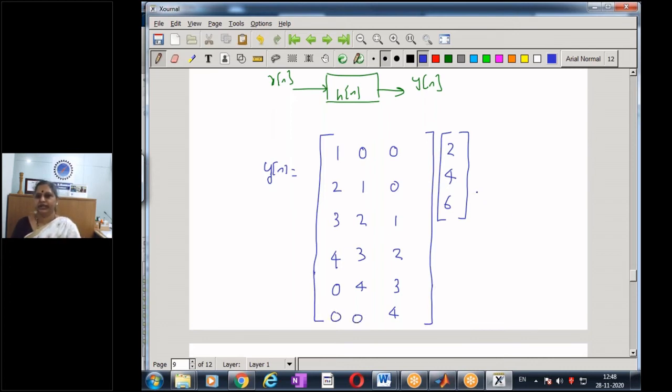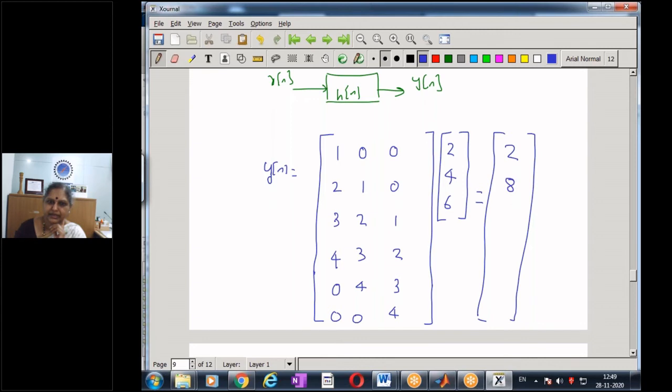Now I need to compute the multiplication, and this multiplication is going to give me the convolved sequence. This row into this column is going to be a 2. Next, 2 twos are 4, plus 4, that is 8. I next have 6 plus 4, 10.